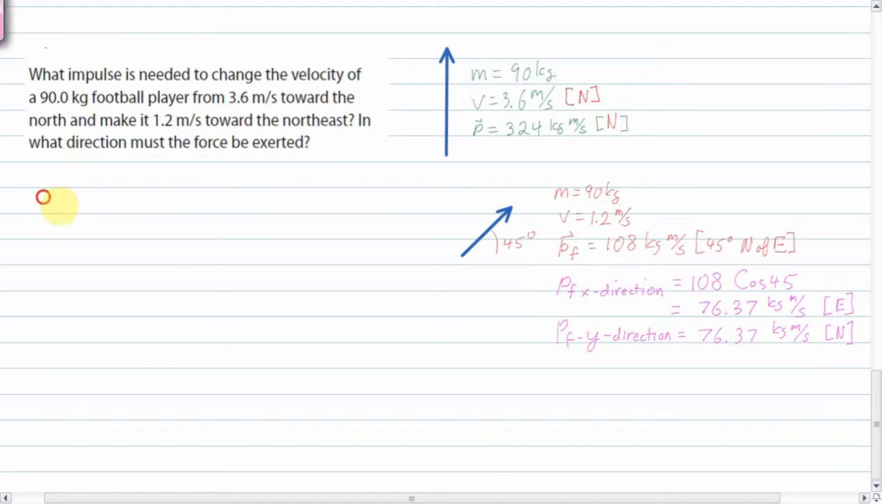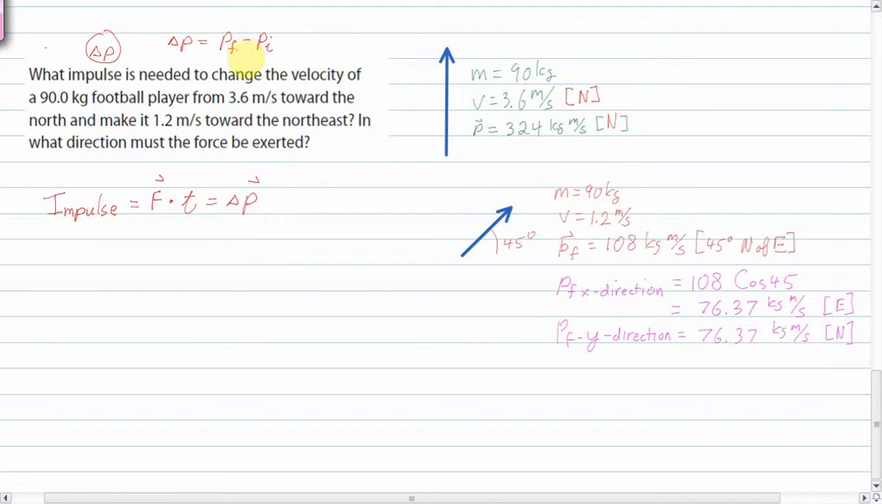Now, impulse is known as the force times the time, and in the momentum chapter, that's also equivalent to the change in momentum. It is a vector equation. So what impulse, we could just say, no, what change in momentum? Same thing. But the change in momentum is the final momentum subtract the initial momentum.